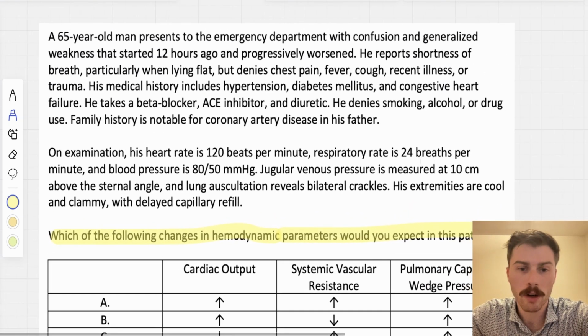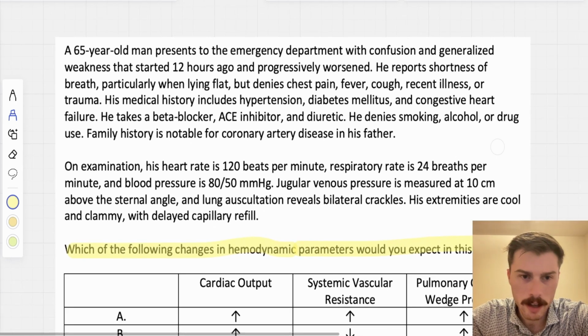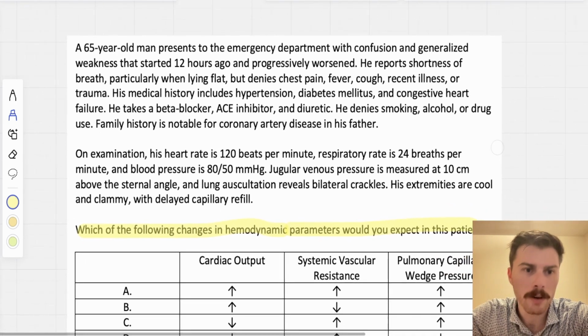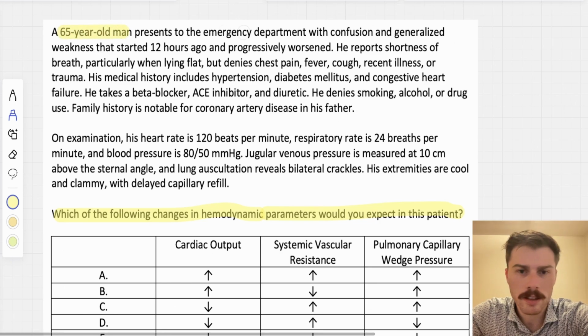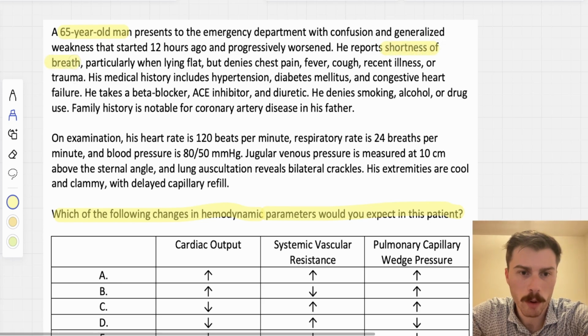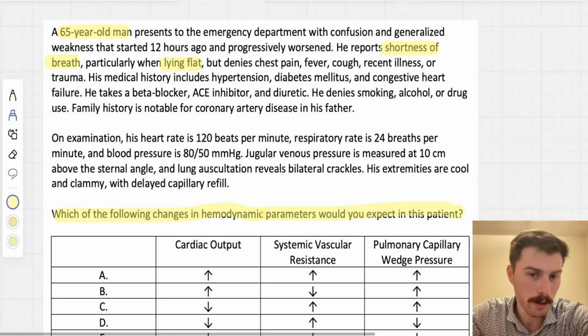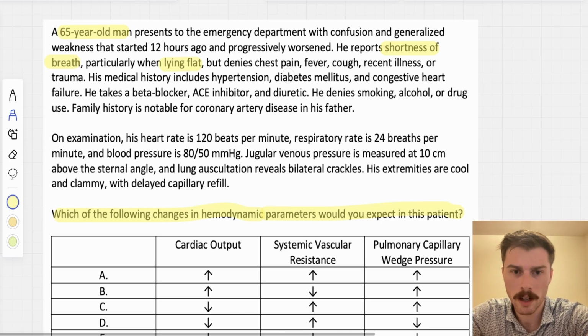So next up, we're going to go up and read through the stem one time. I'm going to try to identify anything that I think is important, and then we'll talk about it as we go. Okay, so 65-year-old man, that's good to know. Sometimes age is important. Confusion and generalized weakness. This is interesting. It almost starts off as a neuro question when you get started. Then they tell you he has shortness of breath. That's always important. When lying flat, so he's got orthopnea. That's a good indicator of probably some kind of heart failure. Maybe lung pathology, though. You can't just chalk it up to cardiac. It could be pulmonary.